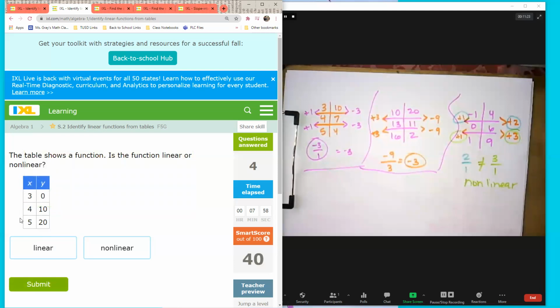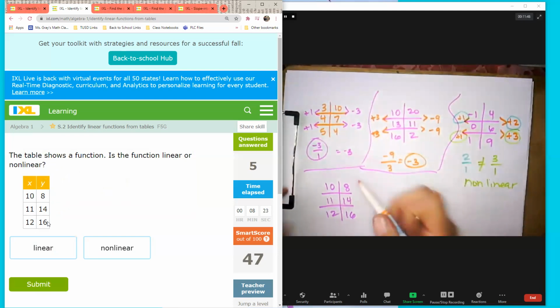So 3 to 4 to 5 goes up by 1, and then 0 to 10 to 20. So it's going up by 10 every time. So that definitely makes a pattern, right? That's linear. 10, 11, 12 goes up by 1, and then 8 to 14 is 6, but 14 to 16, that doesn't seem right. Let's write it down just so you can see it. So this goes up by 6, but this one only goes up by 2, whereas these are going up by the same amount. So you end up with 6 over 1 does not equal 2 over 1.